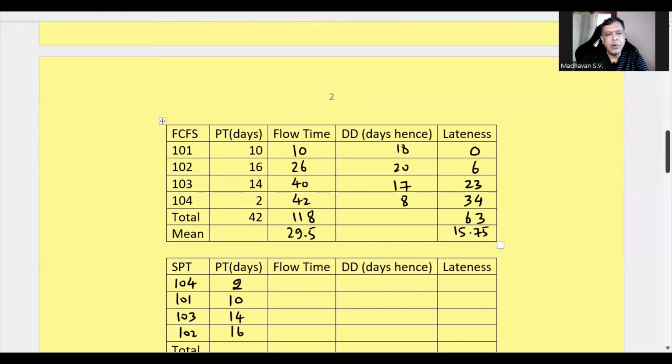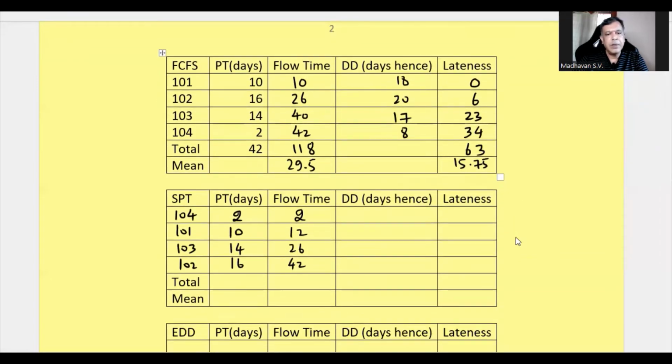Now let us calculate the flow time. First one, it will be 2 only. Second one is 10 plus 2, it is 12. Then 14 plus 12, it is 26. 26 plus 16, it is 42. Now let us add the total flow time, which is 2 plus 6, 8. 8 plus 2, 10. 10 plus 2, 12. And then here, 6 plus 1, 7. 7 plus 1, 8. 82 is the total flow time. And now let us calculate the mean flow time by dividing it by 4 jobs, which is 20.5.